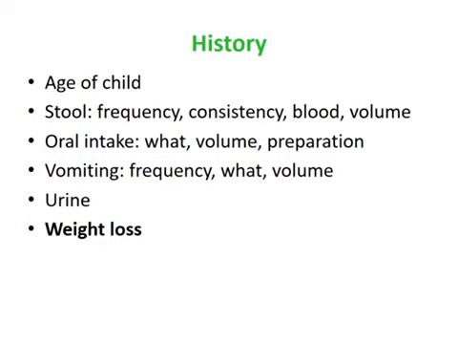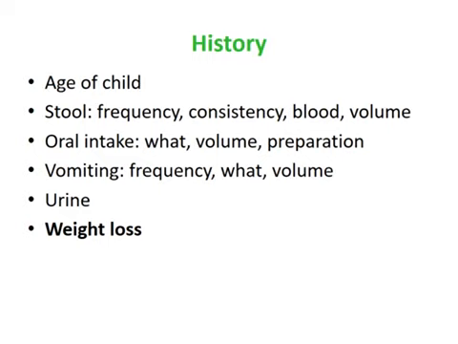Let's look at the history. Age of the child is important. I've already mentioned that you need to take a good history with regards to the stool, the consistency, the frequency, and then it's important to know if there's blood in the stool. What was the patient able to take in orally for the day? This will affect how you manage your patient, your choice of fluids, your route of fluids. If they're vomiting, what were they vomiting and when did they vomit?